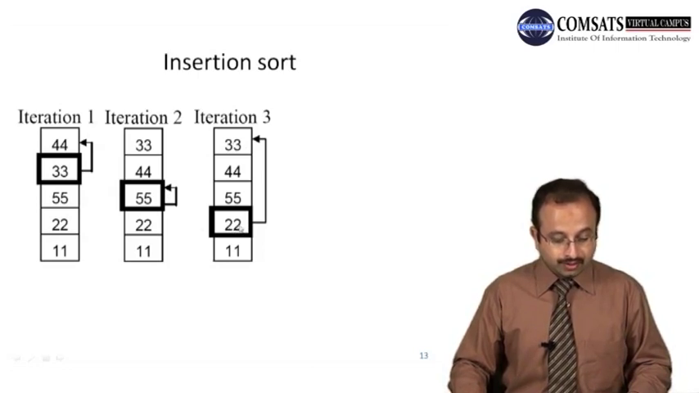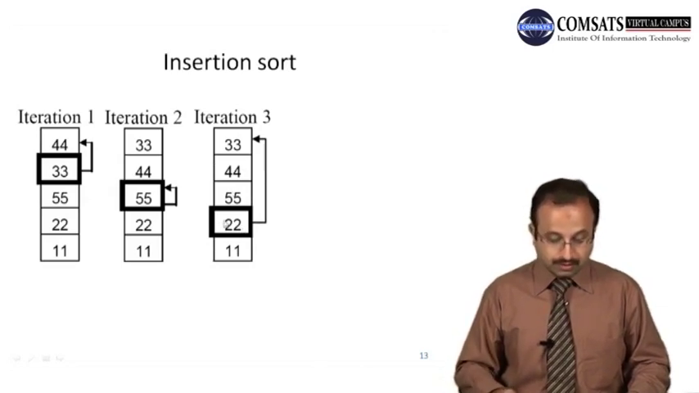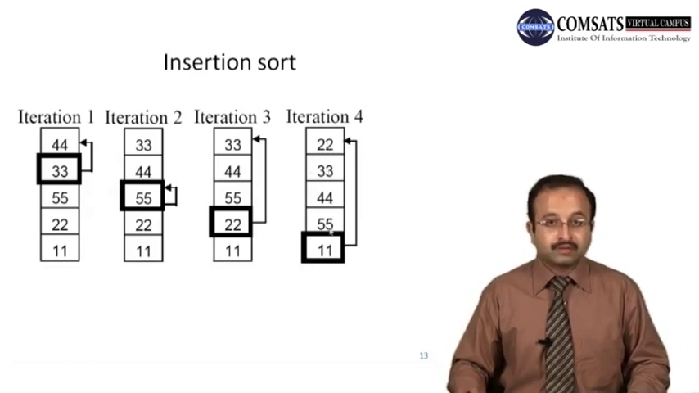And then 33 that comes over here will be compared with 44. Then again this 33 is smaller than 44, so 44 comes down and 33 goes up, okay? And then 44 will be compared with this value 55, and the value is smaller, so 44 goes up and 55 goes down. So after the execution of the third iteration, this will be the array: 22, 33, 44 and 55.